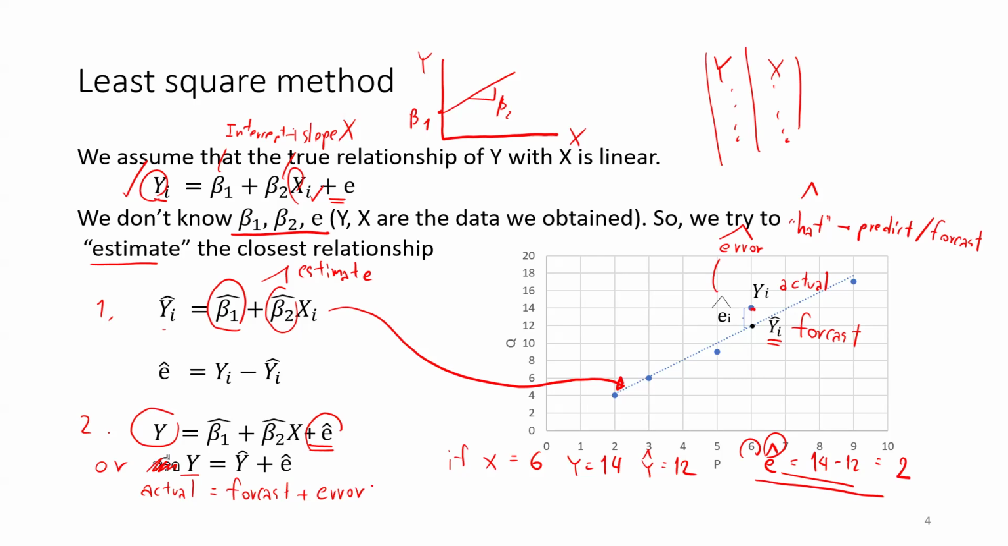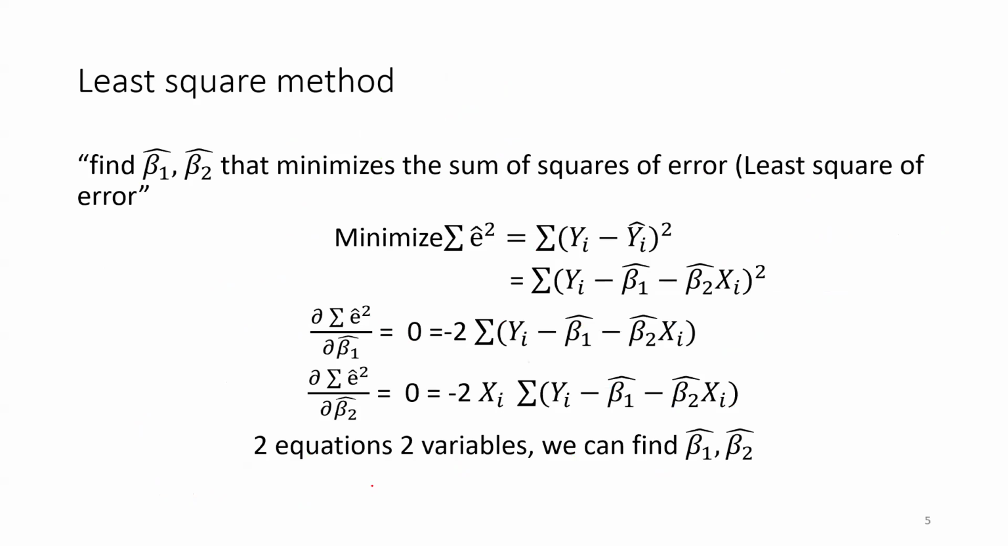Okay, that's the least square method. Previously, I said that the method they use is called ordinary least square. Least means minimum, right? Square is, okay, square. So what is minimum square? They try to minimize the thing called error.